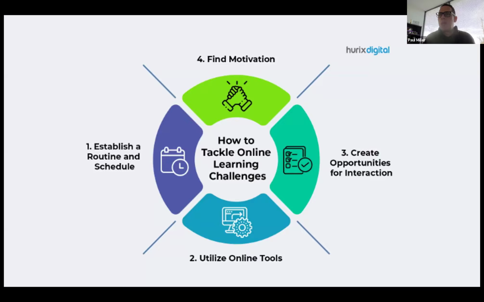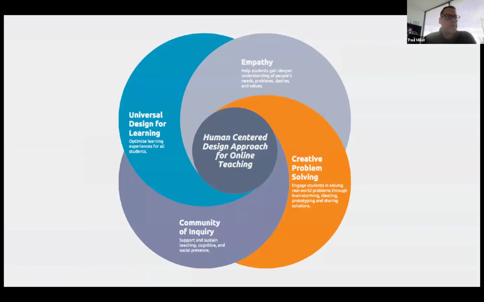And at the end of the day, if we can do all of these things effectively, we can increase the motivation, because that is ultimately what we need to tap into so that our online learners can be successful in those learning environments. So human-centered design approaches for online learning, you know most of these.